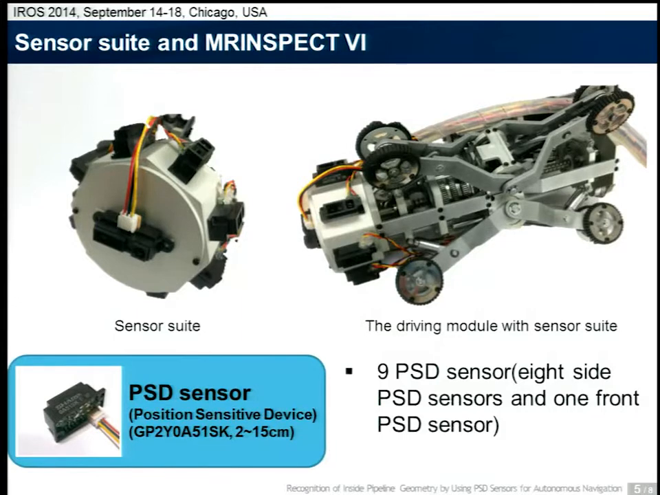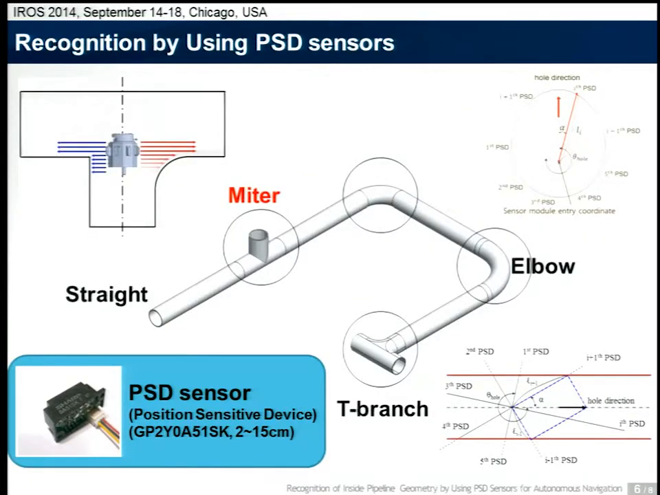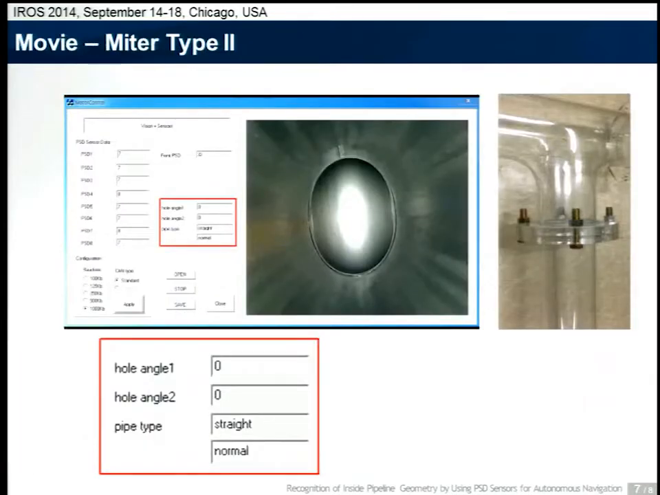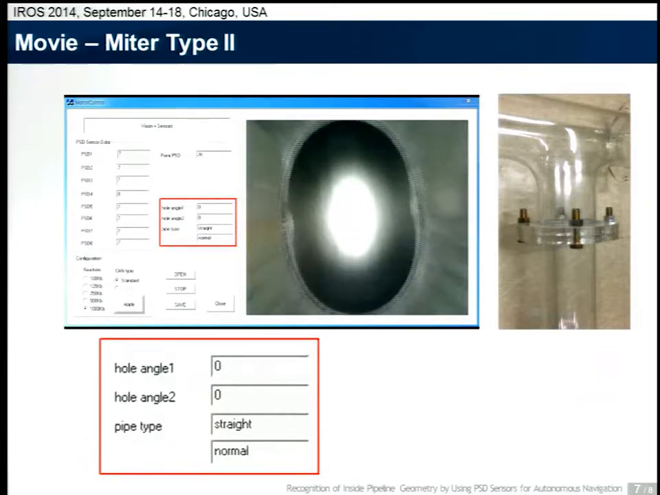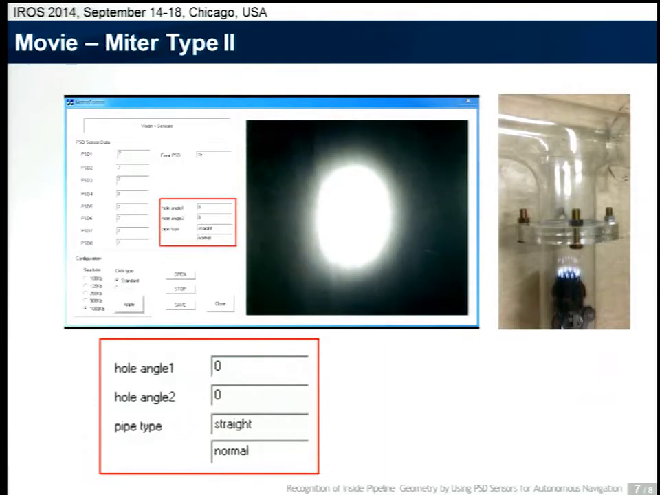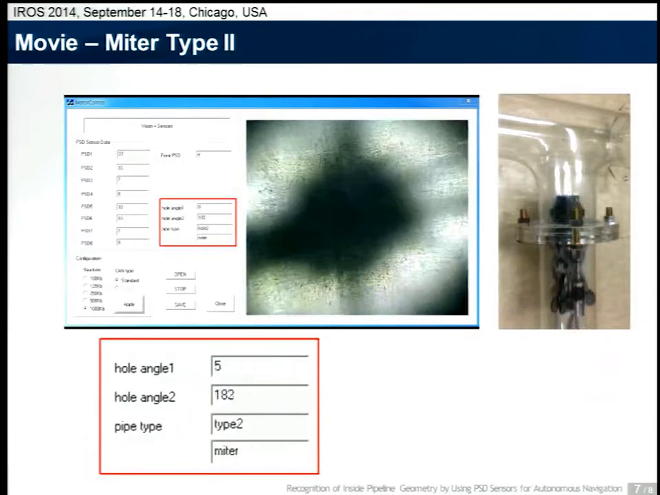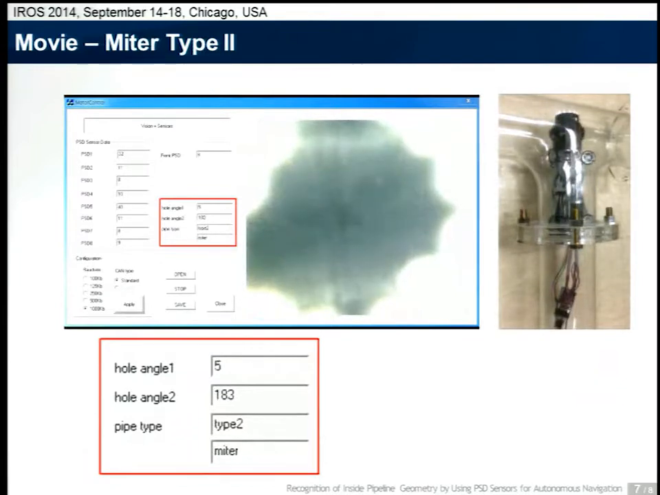As shown in this figure, we have developed a sensor suite, with nine PSD sensors attached, and the driving module named MR Inspector 6 is used for driving. By using the PSD sensor, we can get the distance information between the sensor suite and the inside of the pipeline. By using this information and simple calculation, we can detect the pipe element type and opening direction. This video is an experiment result in a miter type pipe. As shown in this video, we can detect pipe element type and opening direction by using the PSD sensor and simple calculation, and it is possible to detect the miter type.